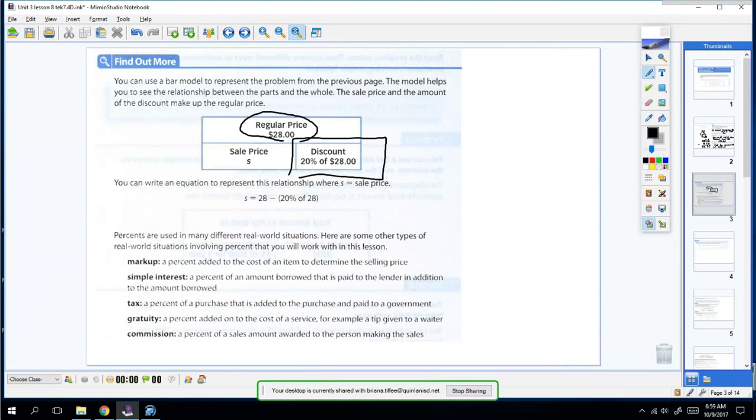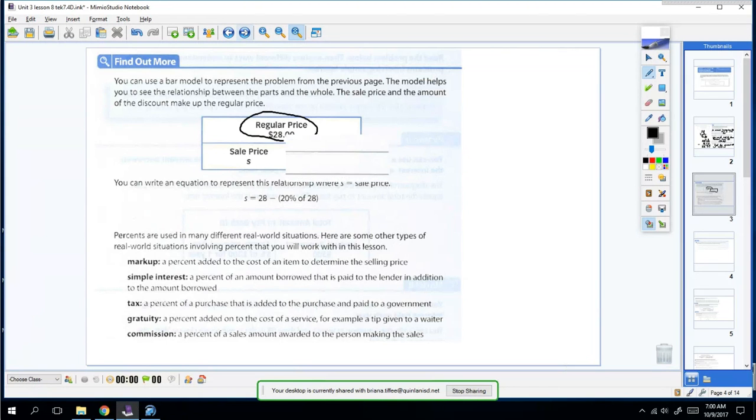Percents are used in many different real-world situations. Here are some other types of real-world situations involving percent that we will work with in this lesson. A markup, a percent added to the cost of an item to determine the selling price. Simple interest, which we've done before, is a percent of an amount borrowed that's being paid. Tax, a percent of a purchase that's added to the purchase and paid to the government. A gratuity, a percent added on the cost of a service, for example, a tip given to a waiter. Commission, a percent of a sales amount awarded to the person for making that sale. A lot of times those are car salesmen. They make a commission for every car they sell.